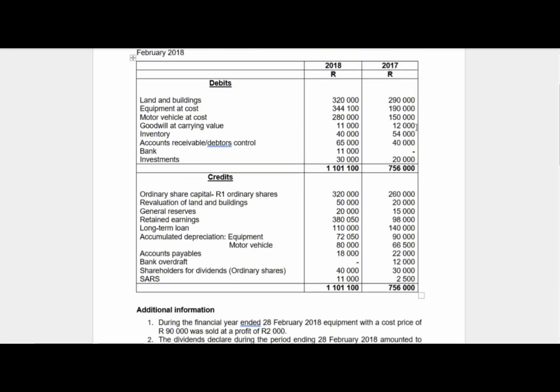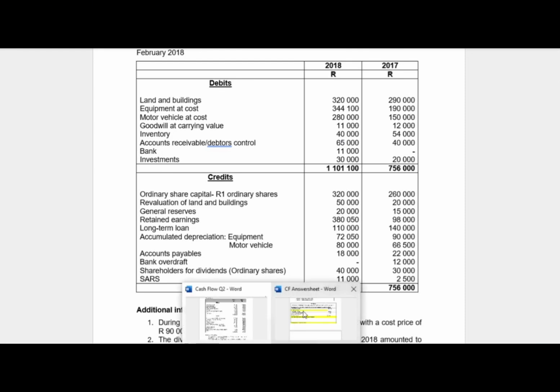Inventory, if you check inventory, there is a decrease in inventory, right? Because it has decreased from 54,000 to 40,000. So a decrease in inventory is an inflow. It means you sold more inventory and you received more cash, right?